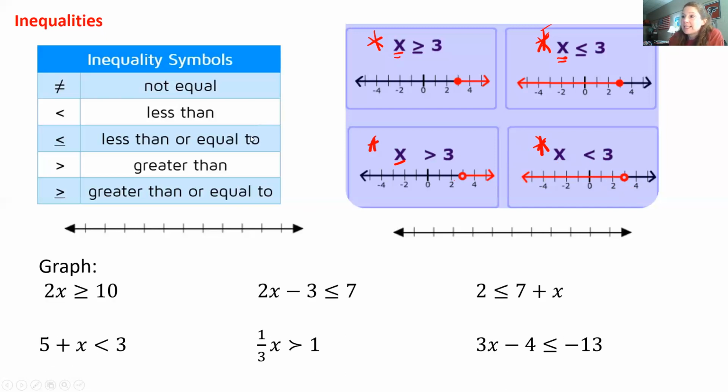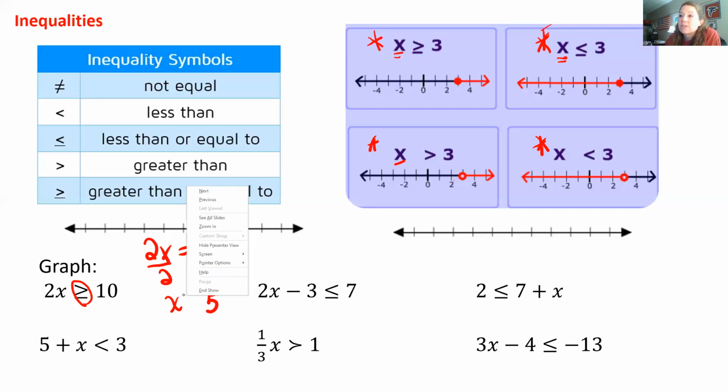So just like if this first one were an equation, the way we would solve for x is we would do the opposite of multiplying by 2, which is dividing by 2. We would bring down x, we would bring down our equal sign, and we would bring down 5. 10 divided by 2 is 5. The only difference is, instead of bringing down our equal sign, we're going to bring down our inequality. So this says x is greater than or equal to 5. x could be any number 5 or higher.